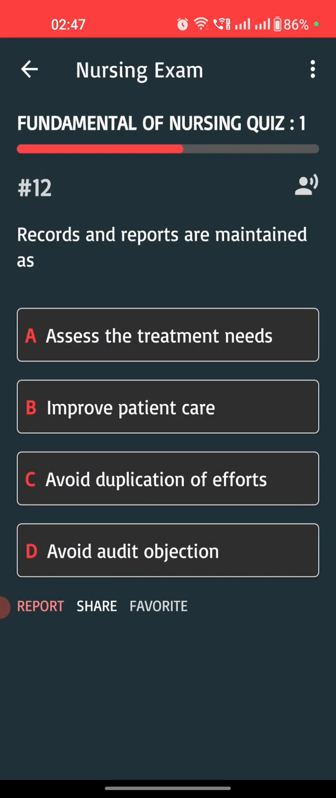Records and reports are maintained as: A. Assess the treatment needs, B. Improve patient care. Correct answer.